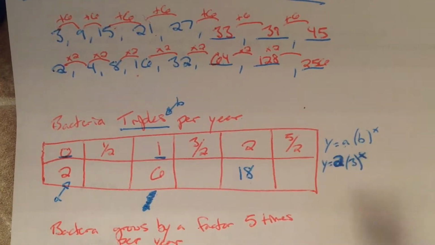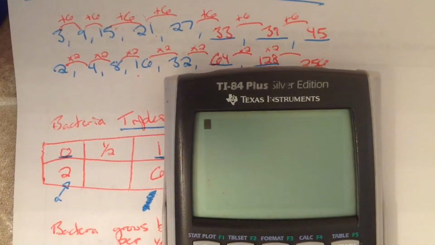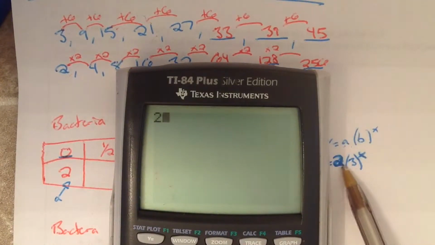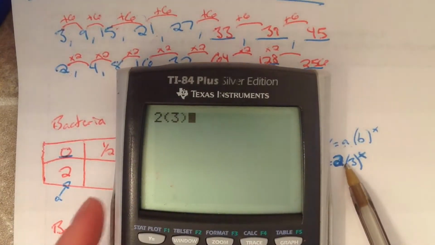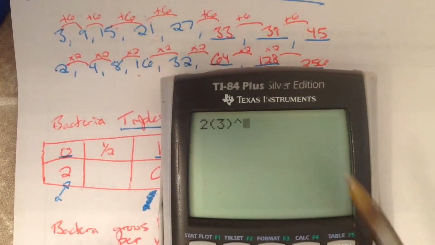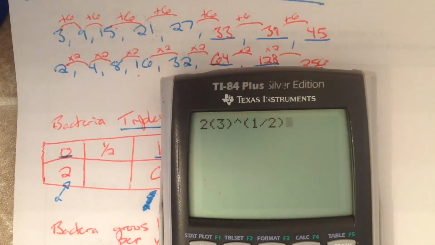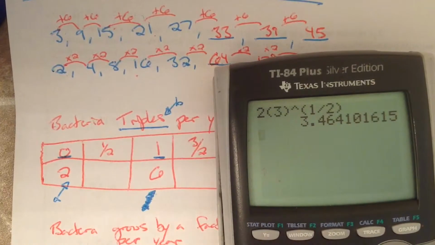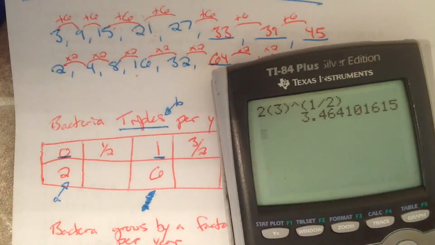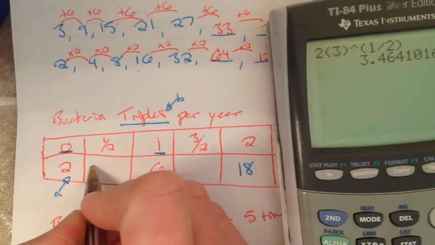So in our calculator, we'd say 2 times 3 to the, now we're going to put in our power. So what I would recommend doing is putting this in parentheses just so our calculator reads it as together. And we get 3.46. So notice it's slightly not halfway between because it's not adding every time, it's multiplying. So here for the 1/2 power, we get 3.46.